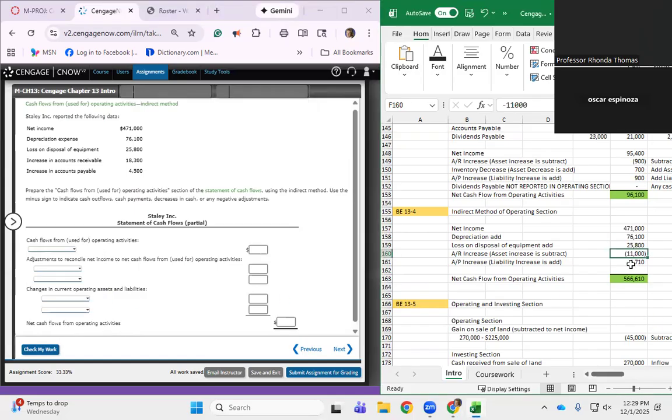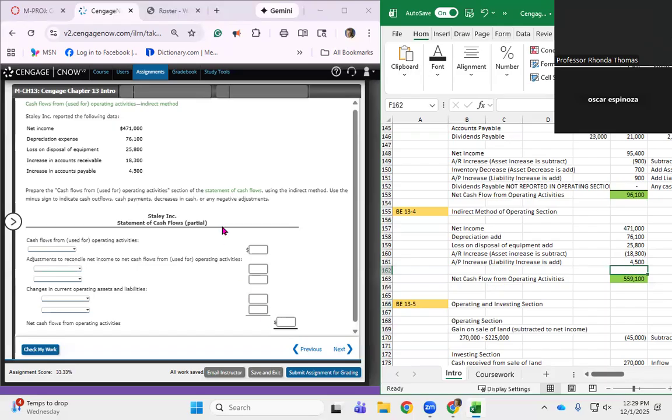I'm going to go ahead and finish. So once again, my accounts receivable had an increase because it's an asset. You subtract the increase. You subtract the change. So it changed by $18,300. Accounts payable increased, right? What do you do with an increase in a liability? You add it. So I'm going to put 4,500 there.